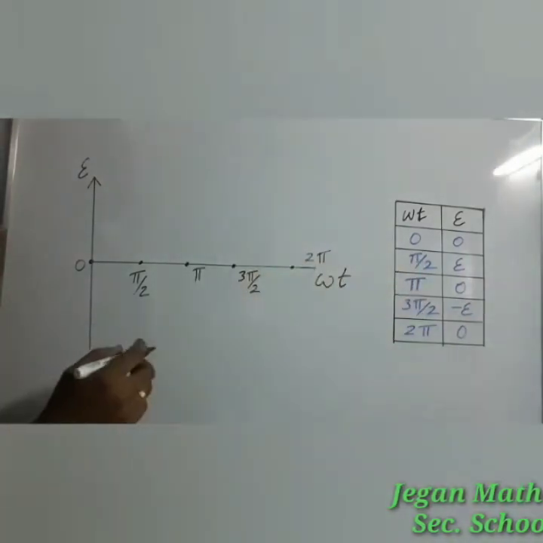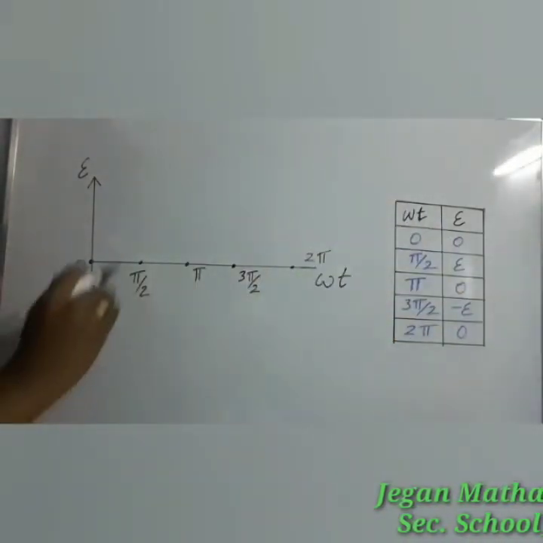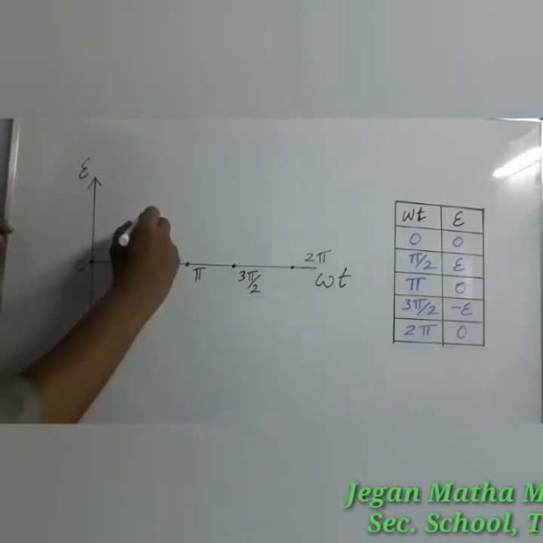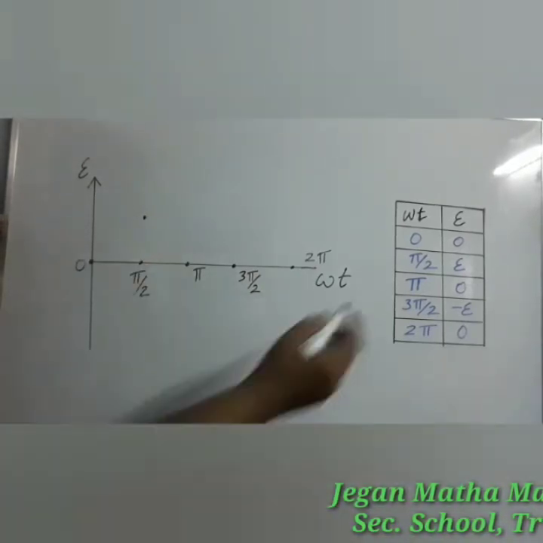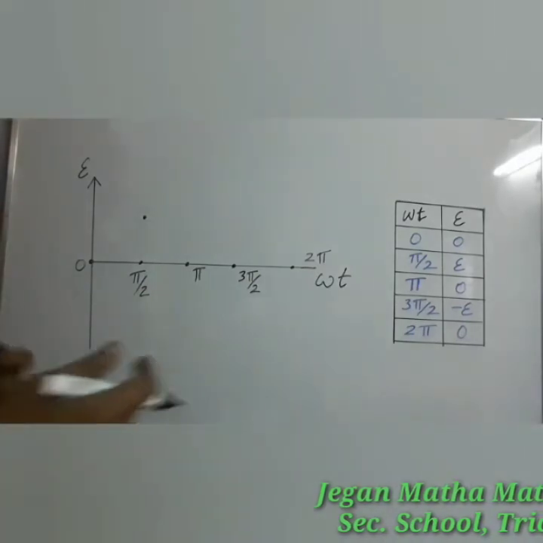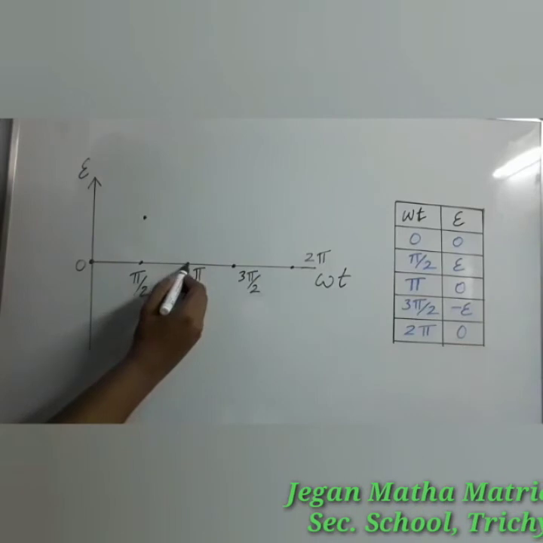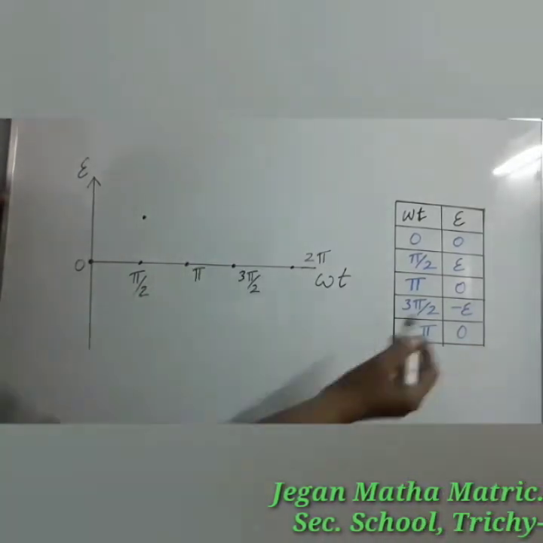Next angle is pi by 2. What is the induced EMF? That has the maximum positive value, epsilon m. So let us assume it is here. Next angle is pi, that is 180. For 180, what is the induced EMF? Once again 0. For pi, there is no induced EMF, it is equal to 0. We can plot that itself.